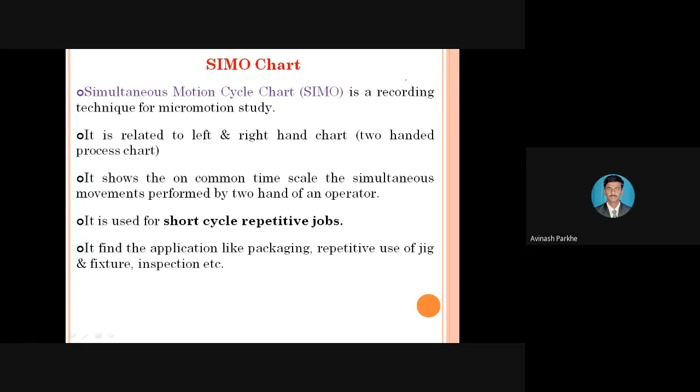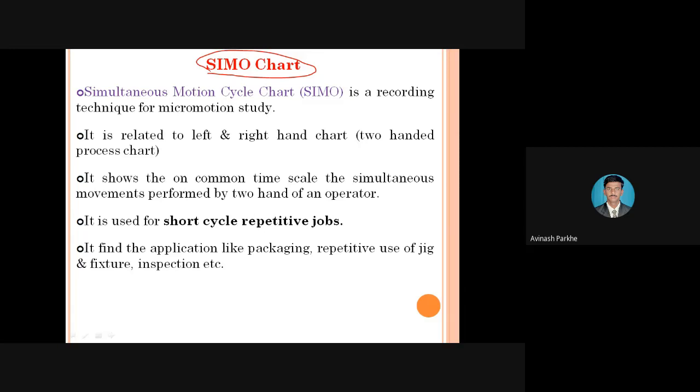Whatever pictures we have recorded with the camera and whatever timings we have recorded can be represented by one of the charts, and that chart is called a Simo chart. In a micro motion study, initially we go for recording, during the recording we measure the time, and at the end we prepare one film and play it on the projector. While observing that film, we can go for detailed analysis, and observe wherever small repetitive movements are taking place, so that those repetitive movements can be eliminated.